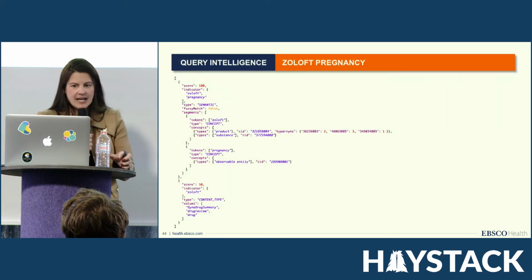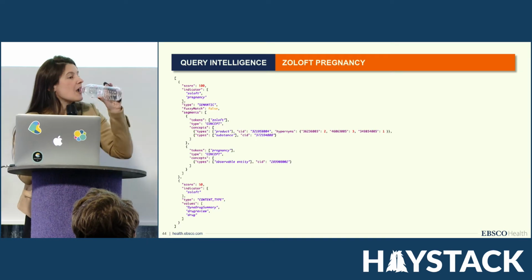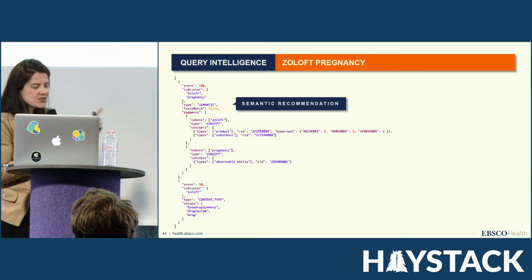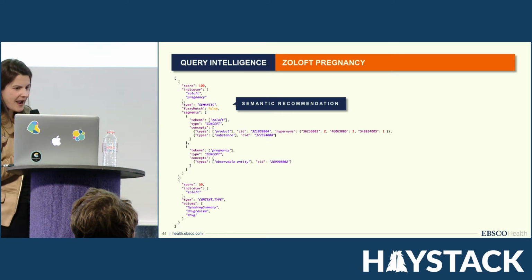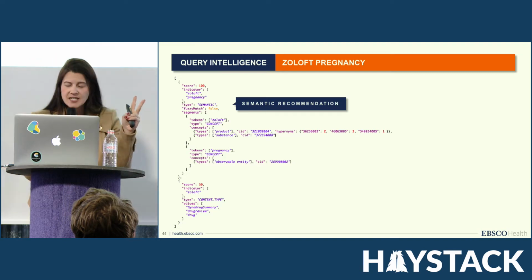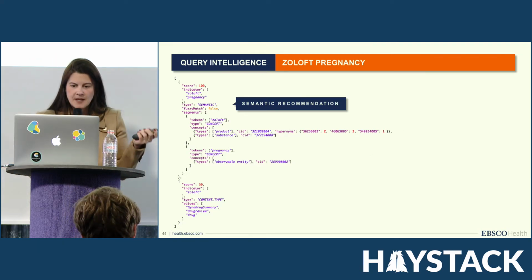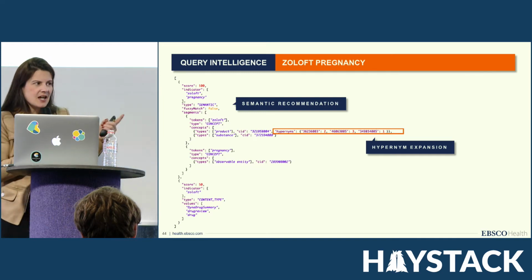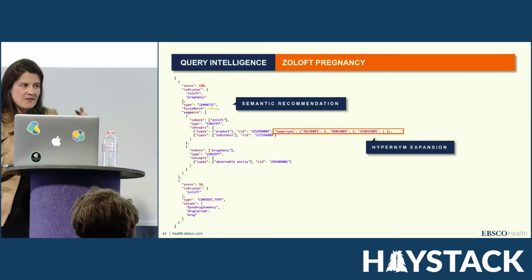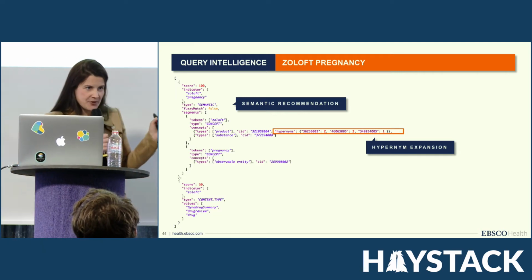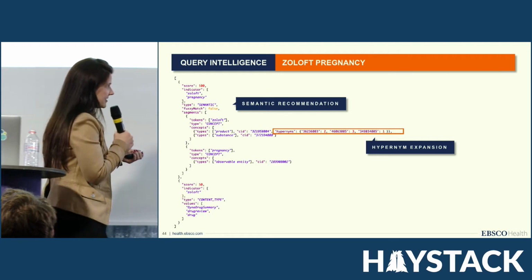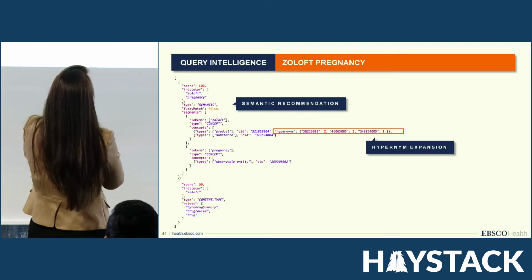So let's go ahead and take a look at Zoloft pregnancy. First you see we have a semantic recommendation that has come back that's indicated that we have two concepts at play. One being Zoloft, the second being pregnancy. Now, take a look here. What we've done is we've identified that because Zoloft is a product, we've automatically expanded to its hypernyms in the graph. And what you see here are the concept IDs associated with those concepts.